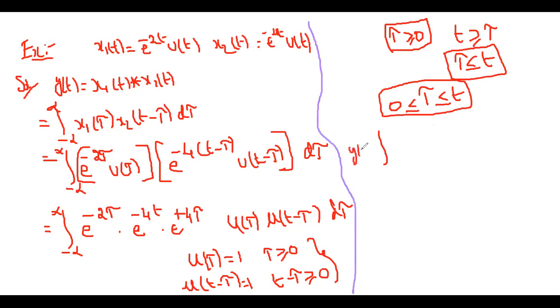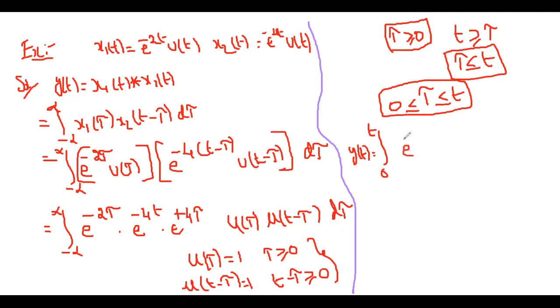y of t is equal to, our lower limit is 0, upper limit is t. What is the equation here? e power minus 4t is there. We are applying the integral with respect to tau only, my dear students.